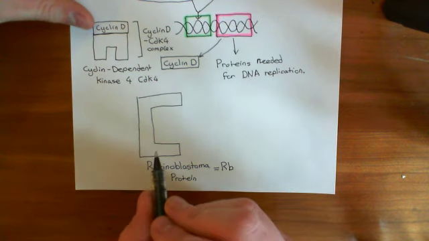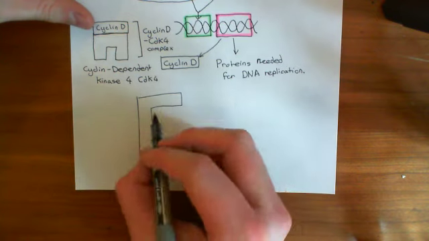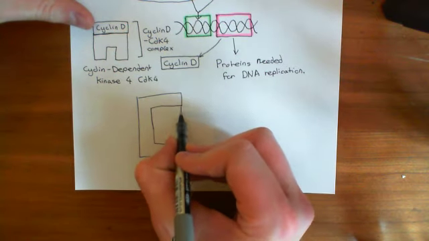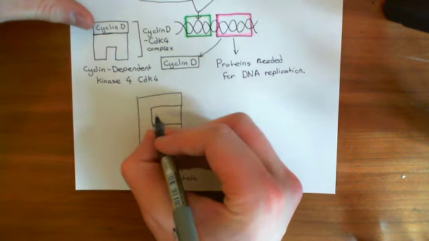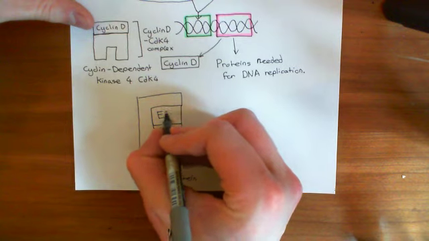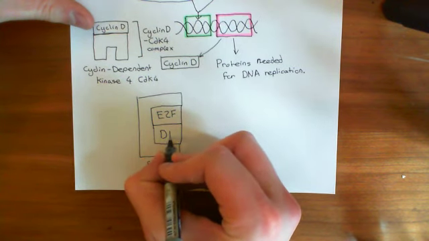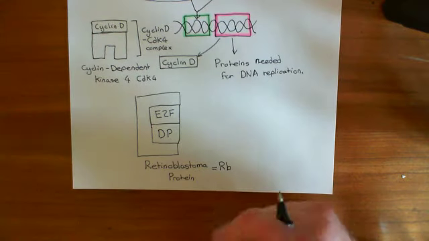So RB's role in the cell is to bind to a very powerful transcription factor, which is basically a dimer. This powerful transcription factor is a dimer of proteins. One of them is known as an E2F transcription factor, and the other is known as a dimerization partner of E2F transcription factors.